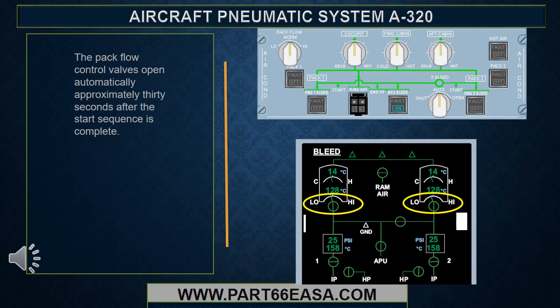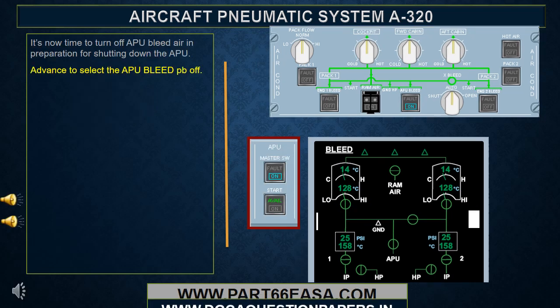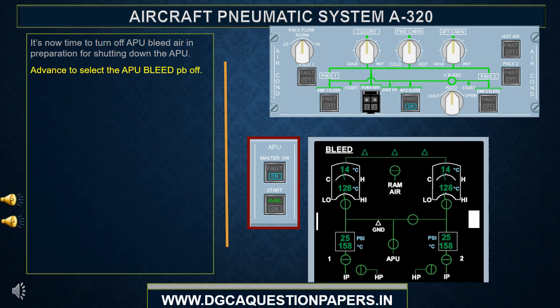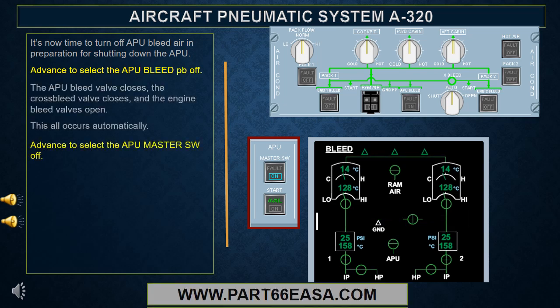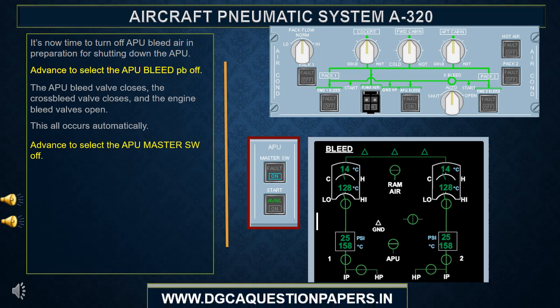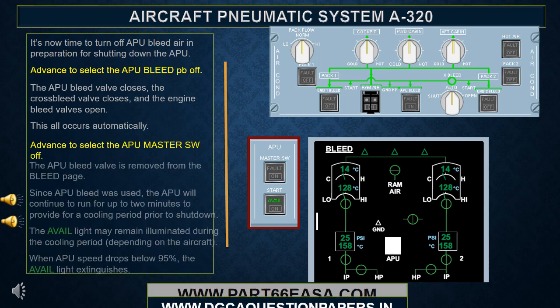The pack flow control valves open automatically approximately 30 seconds after the start sequence is complete. It's now time to turn off APU bleed air in preparation for shutting down the APU. Advance to select the APU bleed push button off. The APU bleed valve closes, the cross bleed valve closes, and the engine bleed valves open. This all occurs automatically. The APU bleed valve is removed from the bleed page.